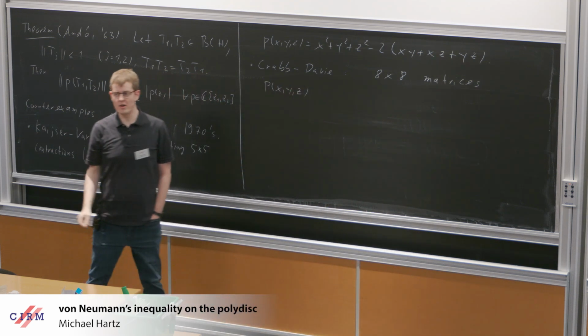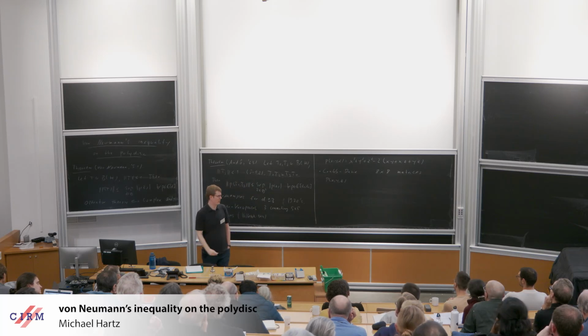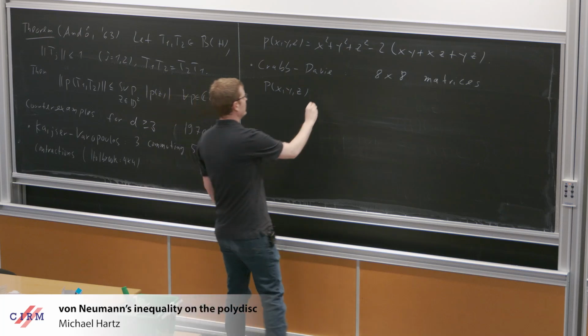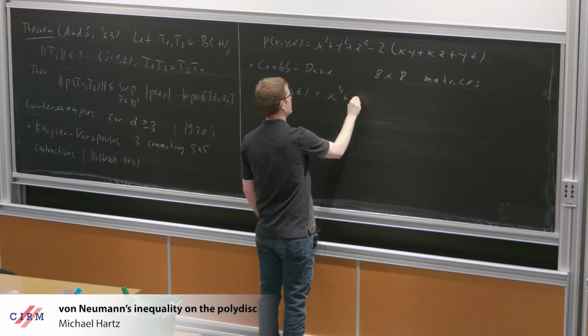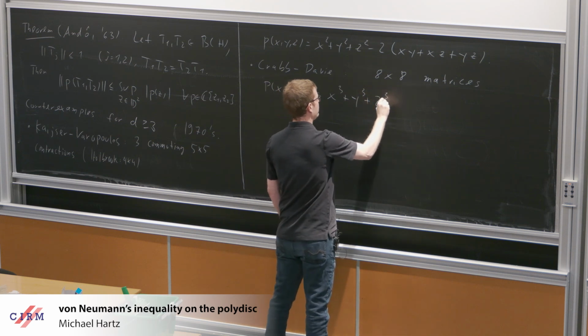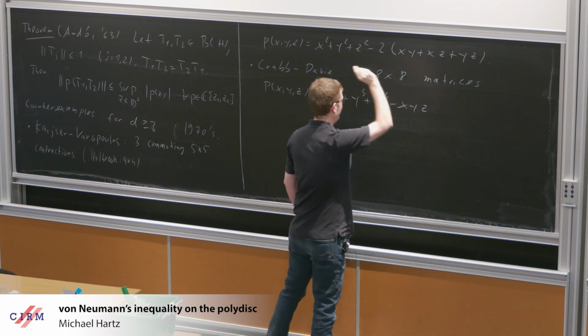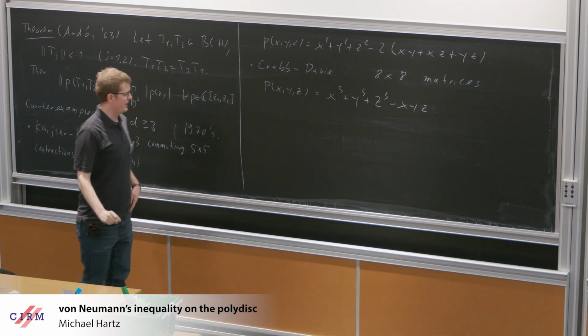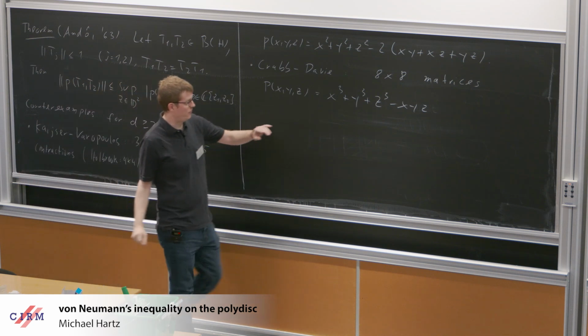It's a degree 3 homogeneous polynomial in 3 variables. And it looks like this. So it's x cubed plus y cubed plus z cubed minus xyz. And so they can realize, with operators, they can realize 4.